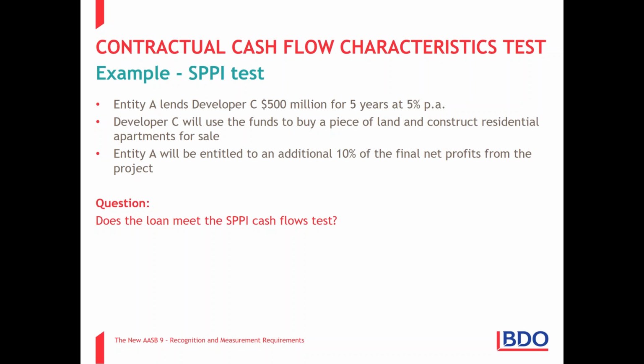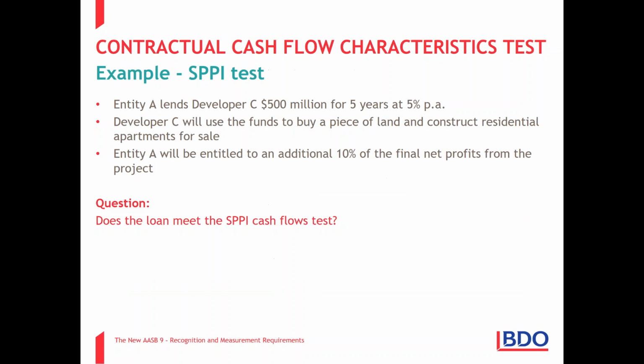The question is, does this loan receivable in the records of entity A meet the SPPI cash flows test, or the contractual cash flow characteristics test? That's the question. What do you think? I'll give you a moment to ponder. Is this only for principal and interest, or is there something else in there for entity A?